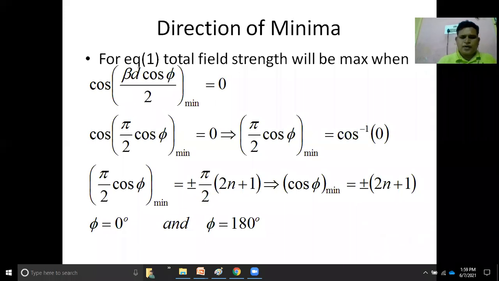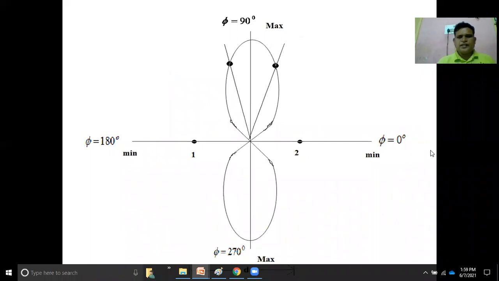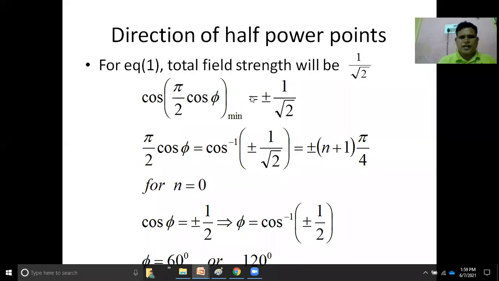If you see the plot also, you can see it like this. This is the maximum: the electric field intensity is maximum in the direction of phi equal to 90 degrees and phi equal to 270 degrees. It is minimum or 0 in the direction phi equal to 0 and 180 degrees. We can also calculate the half power points.